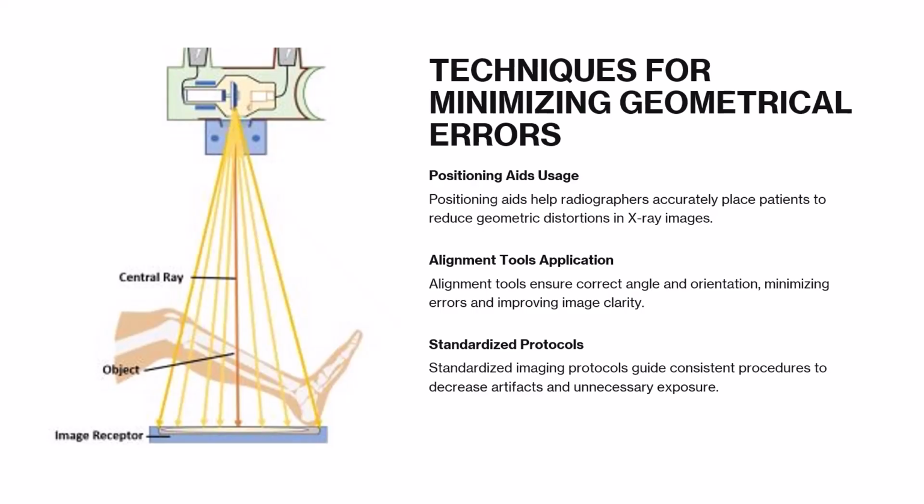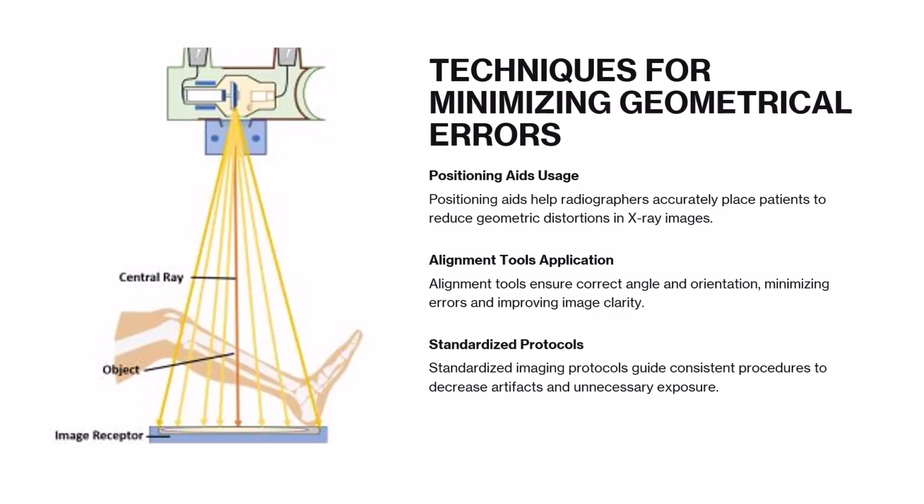Radiographers use positioning aids, alignment tools, and standardized protocols to minimize geometric errors during X-ray imaging. Precision in setting angles, distances, and orientation ensures optimal image quality while reducing the possibility of artifacts and unnecessary exposure.